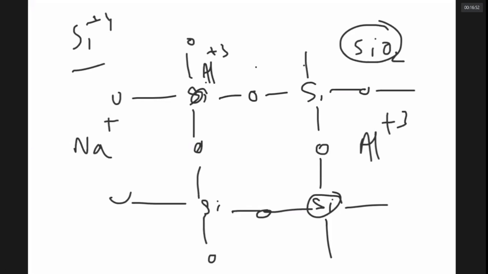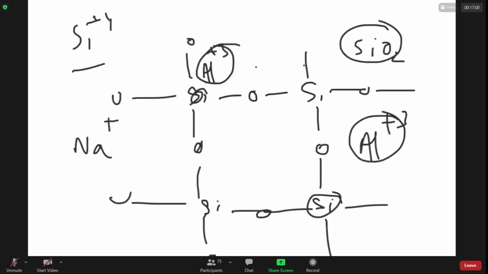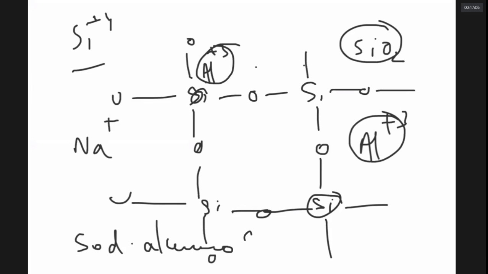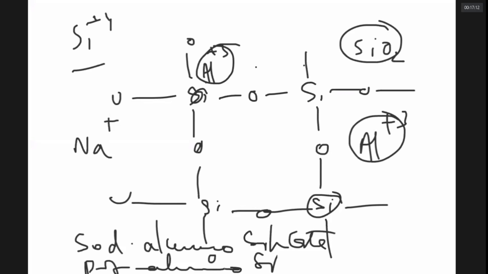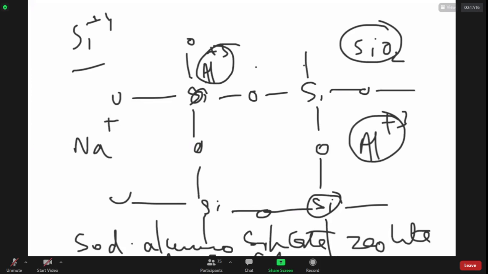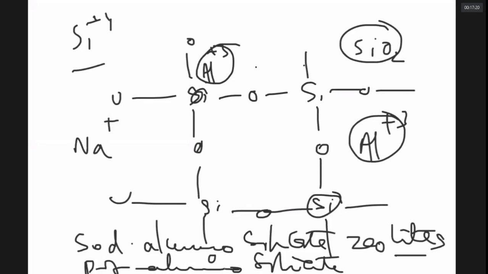And now this type of silicate, where some of the silicons are replaced by aluminum, further requires sodium or potassium ions to get something called sodium aluminosilicate or potassium aluminosilicate. They are called zeolites. The zeolites are wonderful materials in the petrochemical industry.